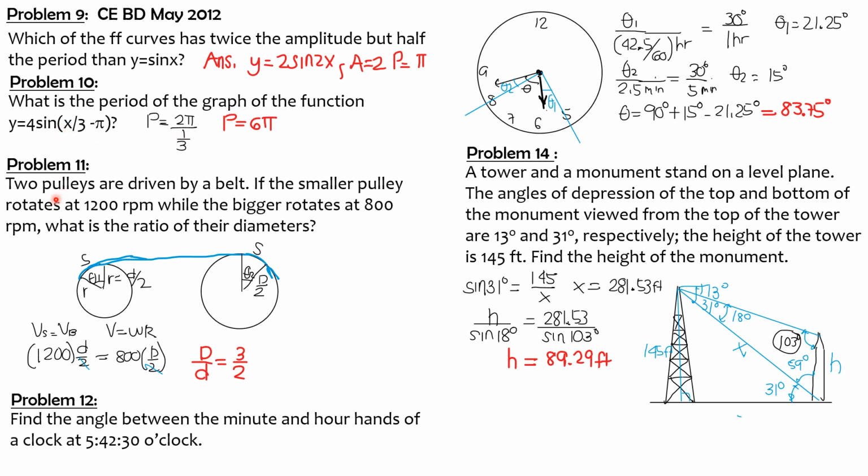11. Two pulleys are driven by a belt. If the smaller pulley rotates at 1,200 revolutions per minute, while the bigger rotates at 800 revolutions per minute, what is the ratio of their diameters?